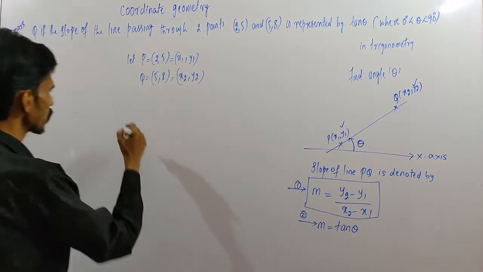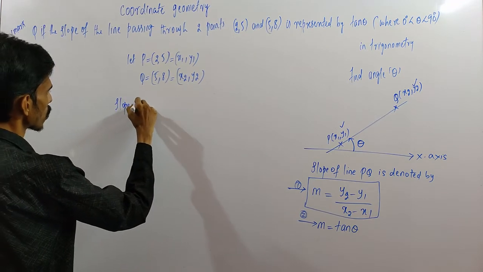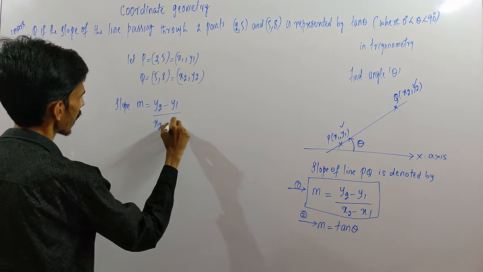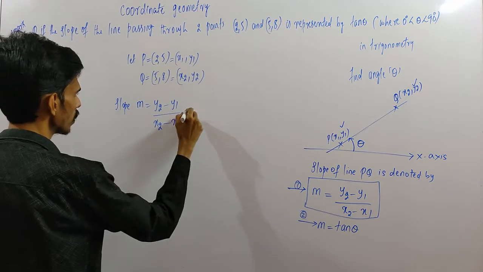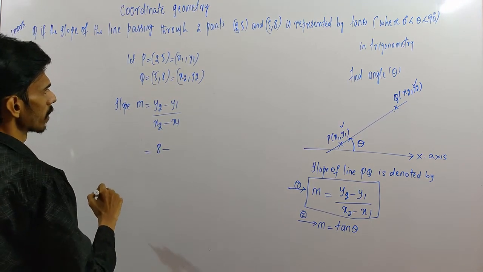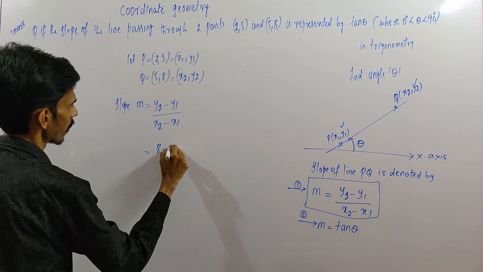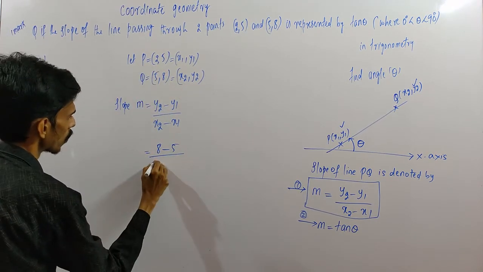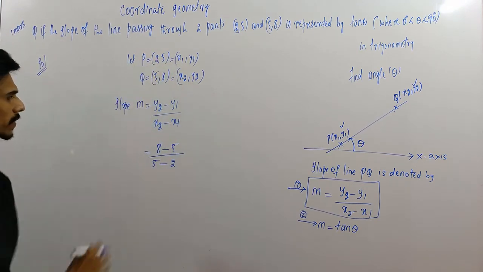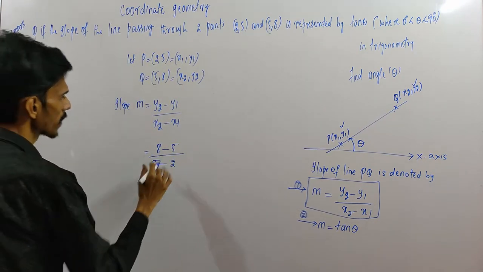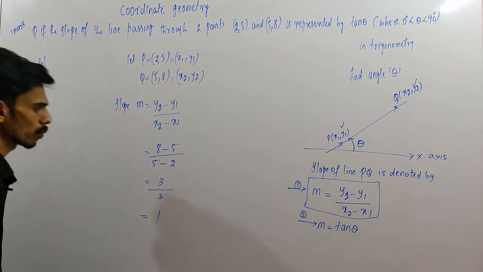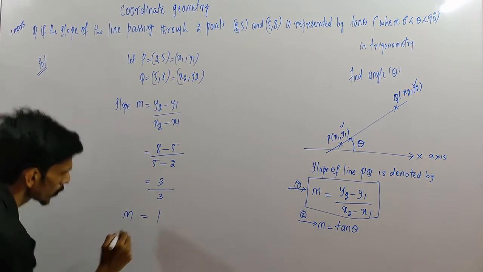We have M equal to slope. M is equal to (y2 minus y1) by (x2 minus x1). y2 value is 8 minus y1 5, divided by x2 5 minus 2. Difference in y coordinate by difference in x coordinate. So we have 8 minus 5, 3. 5 minus 2, we have 3. So 3 divided by 3 is 1. So we got M equal to 1.